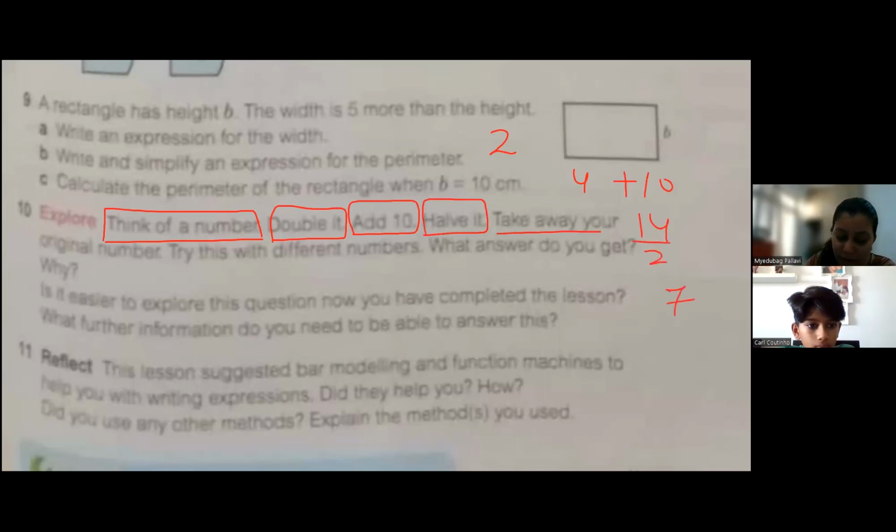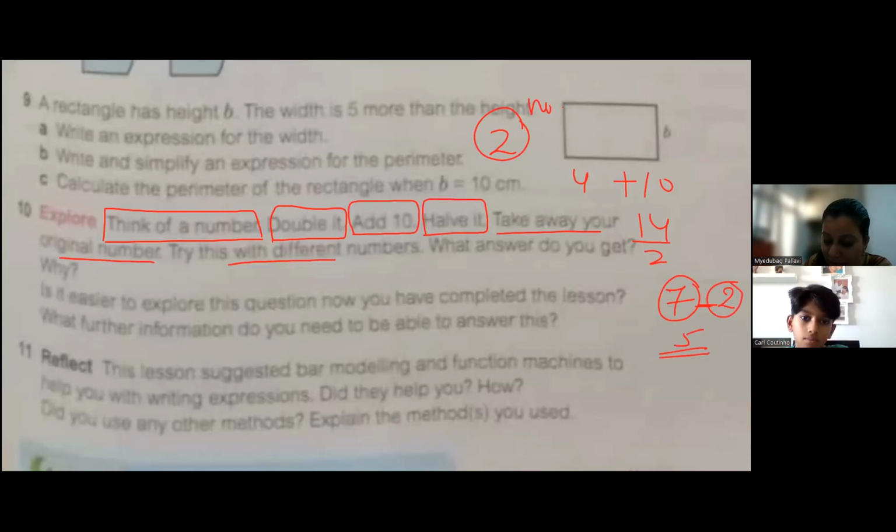Take away your original number. That means whatever we have got now, take away your original number. Out of 7, we have to take away the original number that we took. This was the original number. So if we take 2, it will be 5. We are left with 5.